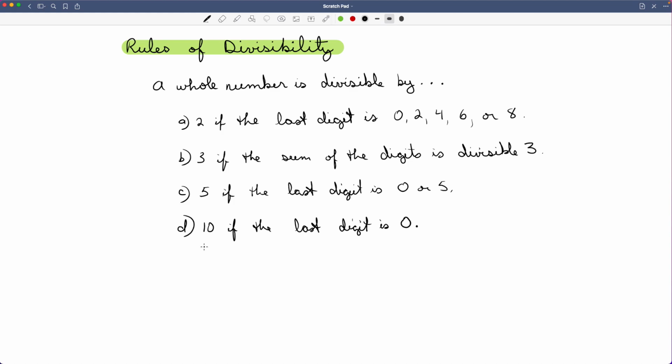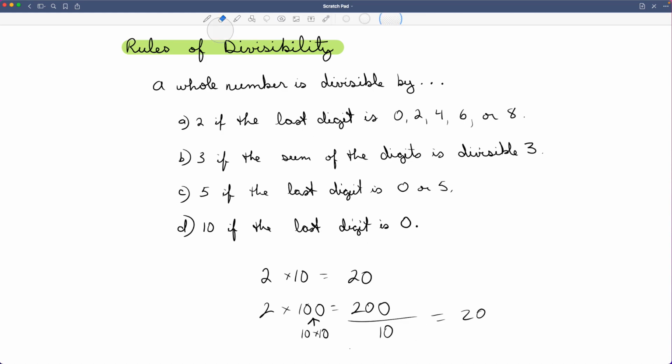And lastly, a whole number is divisible by 10 if the last digit is 0. And we know that because of the power of 10. I could take 2 times 10, and that would give me 20. I could say 2 times 100, that would give me 200. We know it's divisible by 10 because 10 times 10 is 100, right? So we can divide that by 10, and we get 10. So those are the rules of divisibility.